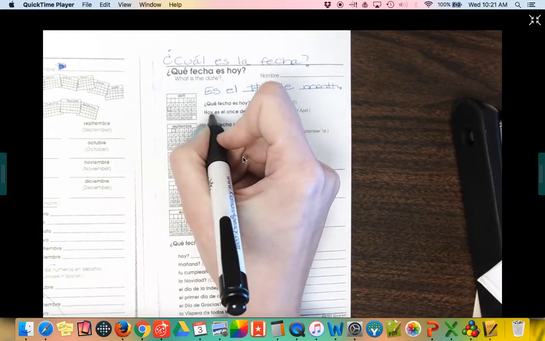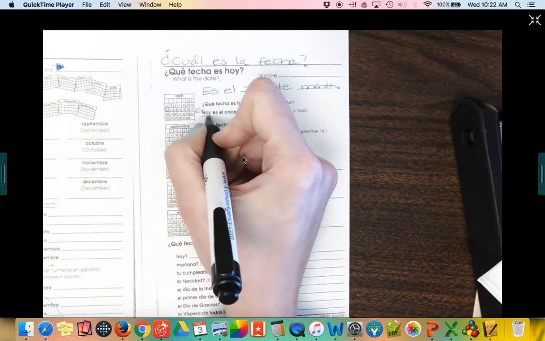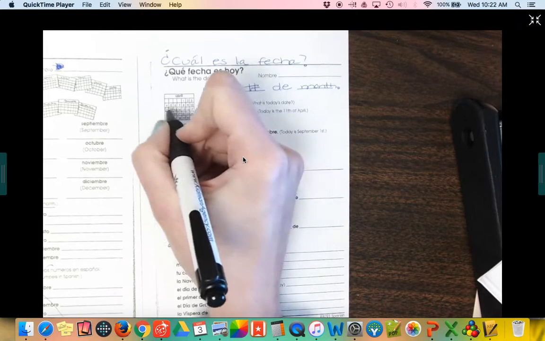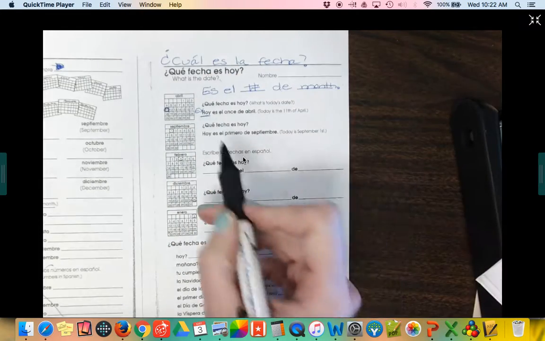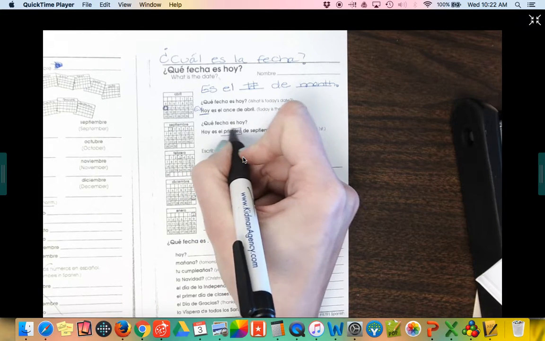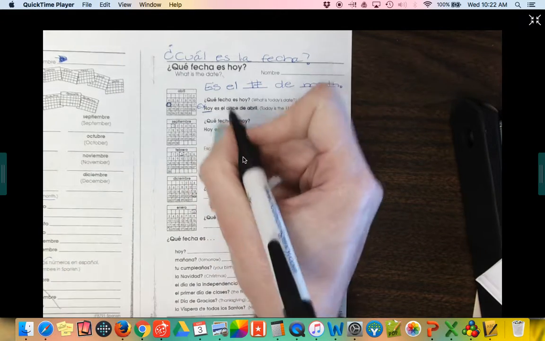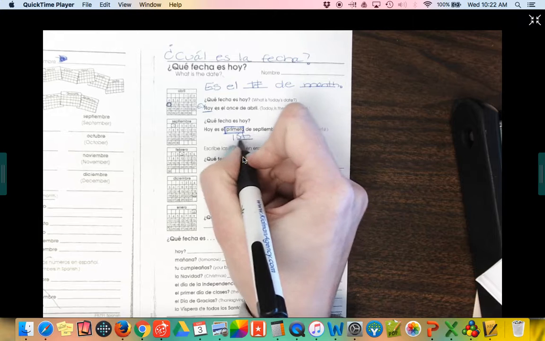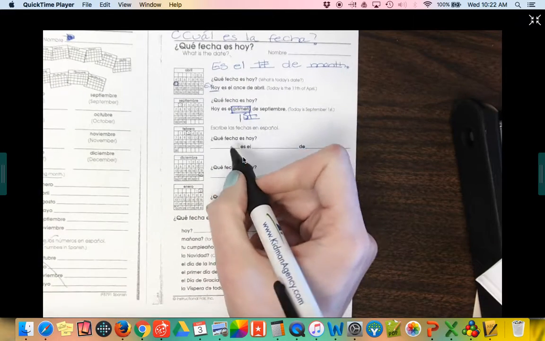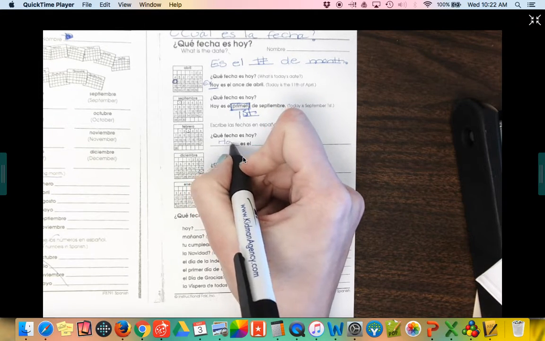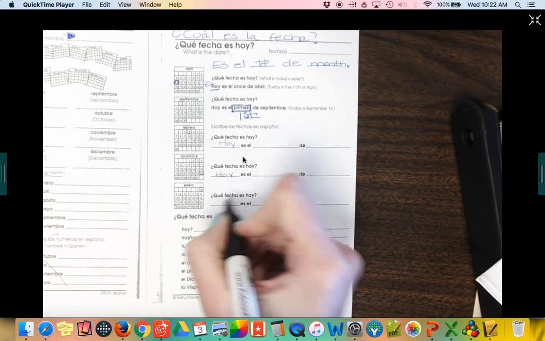So for number 1, they give you an example. Hoy es el 11 de abril because the 11th of April is circled. Primero. Everybody square off where it says primero like I'm doing. Anybody remember what primero meant? Yeah, that's the first. So make sure you wrote that. The primero means the first. We don't say 1 de septiembre, and we just did this one the other day. We do the primero. So for these ones, you're going to write hoy es el.